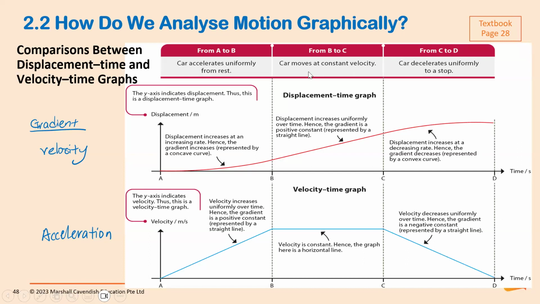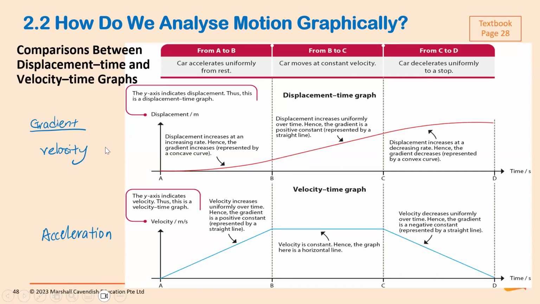Okay, next part, from B to C. It says that it's moving with a constant velocity. So velocity is given. I don't look at the velocity time graph first. I look at the displacement time graph first. Constant velocity simply means constant gradient. And again, constant gradient means straight line. Okay, so I should draw a straight line.